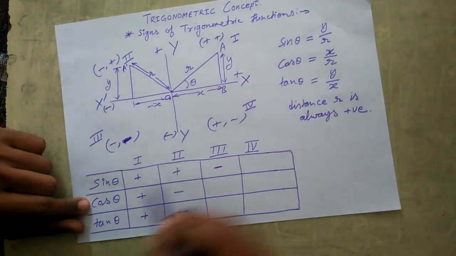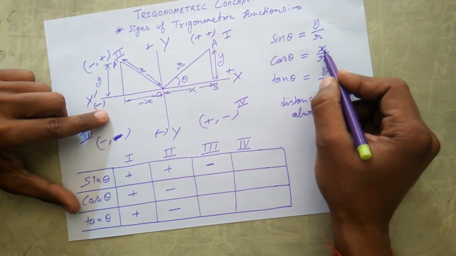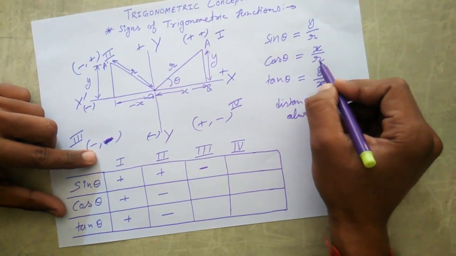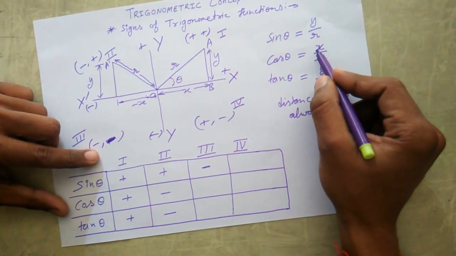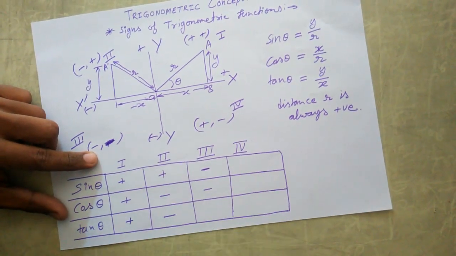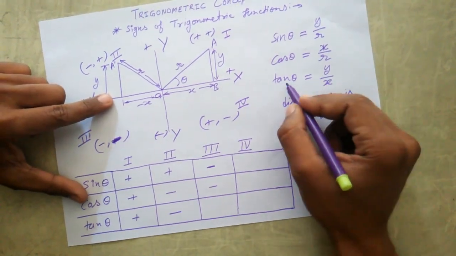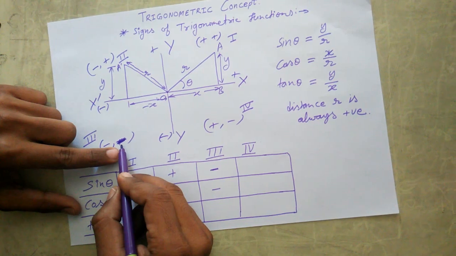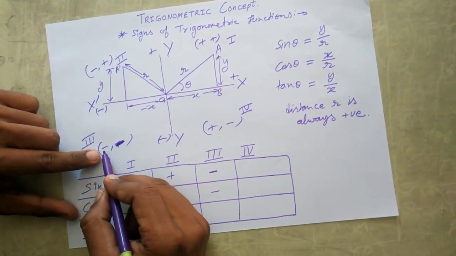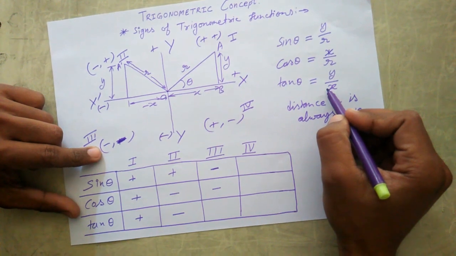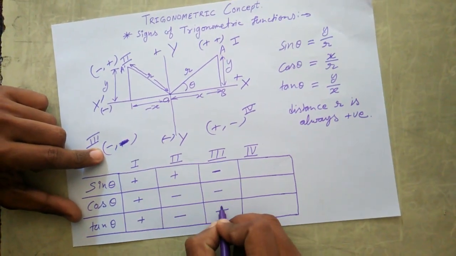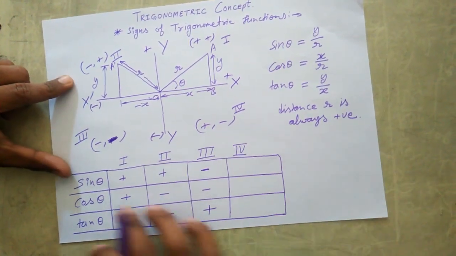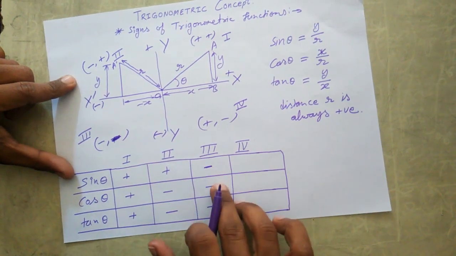Now cos theta. Similarly, what will happen with cos theta? X here in this quadrant is negative and R is positive, as I said earlier. So negative divided by positive, what will come out? Negative. Now tangent theta. Tangent theta is what? By seeing this notation in third quadrant, Y is negative and X is also negative, and negative divided by negative will become positive. So in third quadrant we see that tangent theta is positive and the remaining two, sin theta and cos theta, are negative.